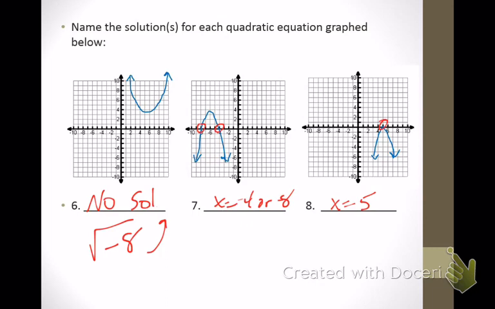The problem with the graphing method is that the parabolas don't always hit the x-axis at nice pretty points. So it becomes very difficult to tell where those x-intercepts are. All right, but there you go. That's how we use a graph to find those solutions.